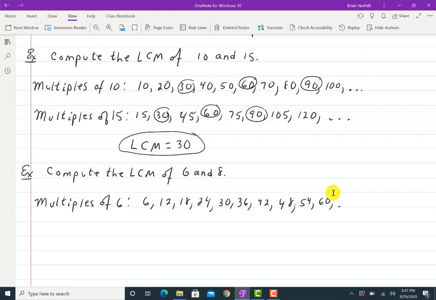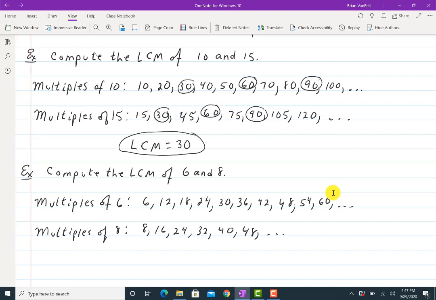So I'll stop there because I think I'm going to have enough there. And then the multiples of 8, I'll count by 8s. And this goes on forever as well.